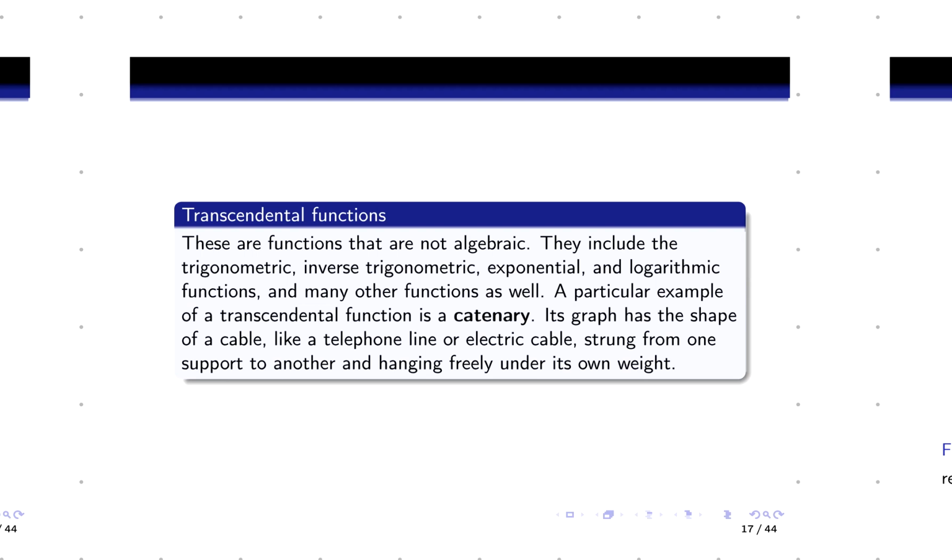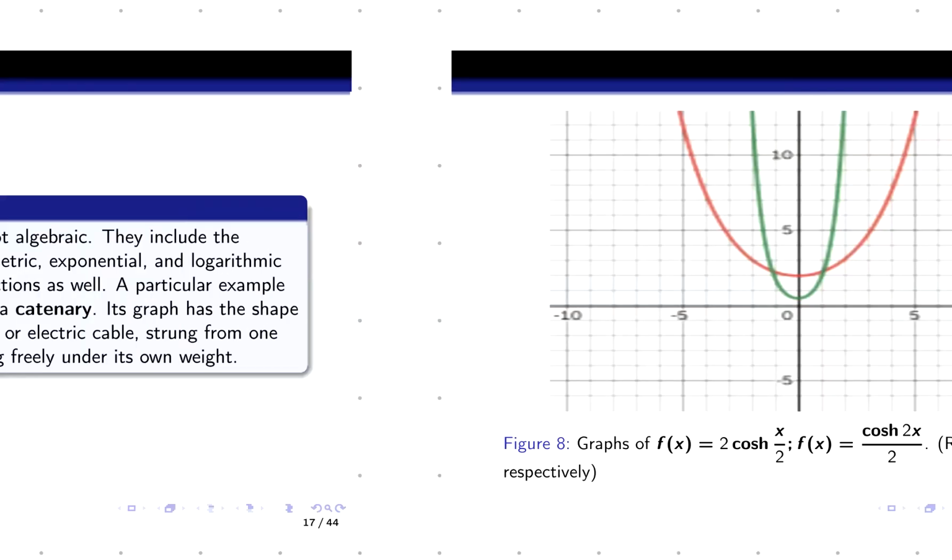But the thing is that there are now rules, like you have things like Taylor's theorem, you have Maclaurin series, with which you can now expand transcendental functions to look like polynomial functions. So a particular example of a transcendental function is a catenary. Its graph has the shape of a cable like a telephone line or electric cable, strung from one support to another and hanging freely under its own weight, as you're going to see here. So these are very good examples of transcendental functions.